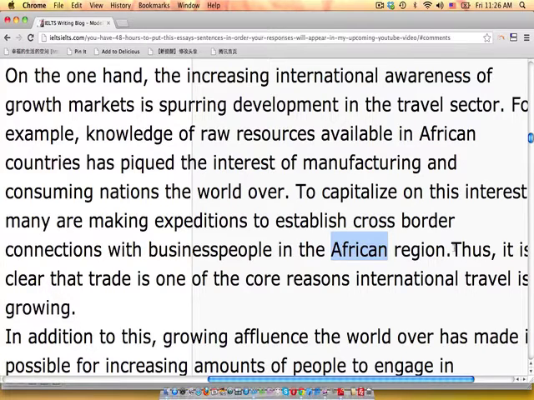Now, how do we know this is a conclusion? Well, this ties the idea of trade back to our thesis, which is stating the reasons for international travel. Okay? So do you see how that final sentence ties this entire paragraph and what we're saying in this paragraph back to the central theme of the essay? And it's a very important sentence to have because it sort of brings everything together.